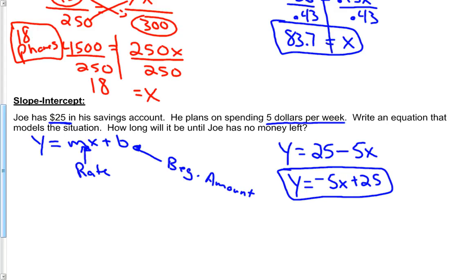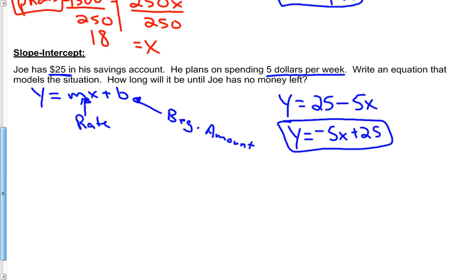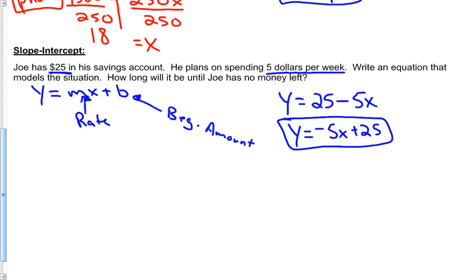And now the question they ask me is they want to know, how long will it take for Joe not to have any money? Well, if Joe's not going to have any money, look at what you did here. The x is the number of weeks. The y is the amount of money. So we want to know, when is he going to have $0, no money? All right, 0 equal to negative 5x plus 25. And you could probably figure this out without writing the equation or solving, but it's good practice. This is a pretty simple example, just so you can understand this as you're reading this on your own.